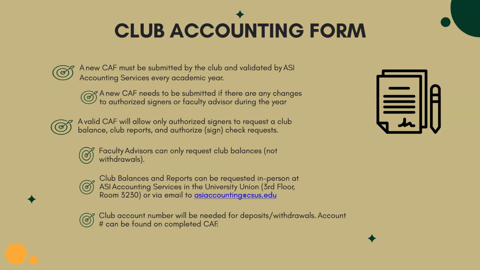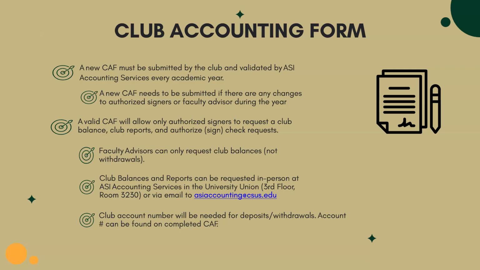A little more about the club accounting form. A new club accounting form does need to be submitted to ASI and validated every academic year. A new club accounting form also needs to be submitted if there are any changes to your authorized signers or faculty advisors during the year. A valid CAF will allow only authorized signers to request a club balance, club reports, and authorized check requests. Faculty advisors can only request club balances and not check requests.